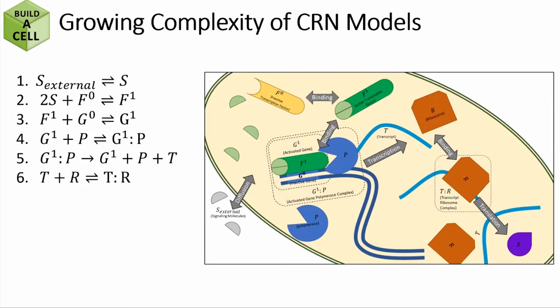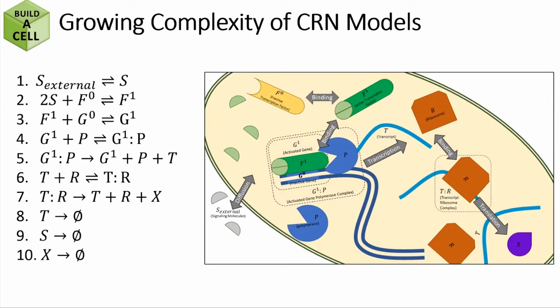The transcript can then bind to a ribosome and form a ribosome transcript complex, which can be translated to form a protein product X. And finally, the transcript, the signal, and the protein product might be degraded via dilution because this is in a growing cell. And so this model was not too complicated, and you could imagine writing it out by hand.